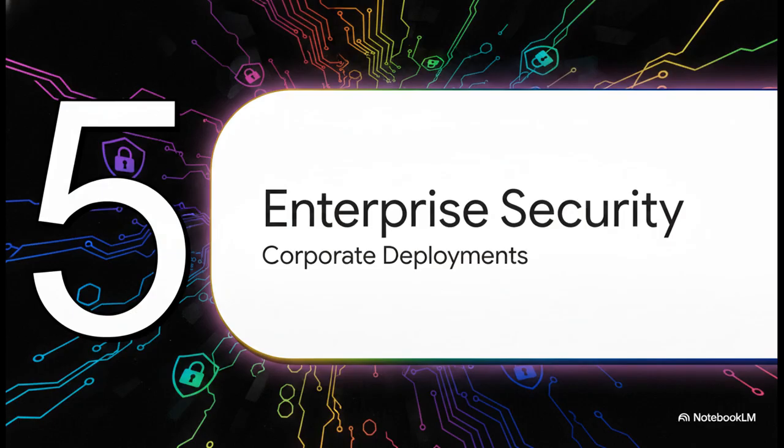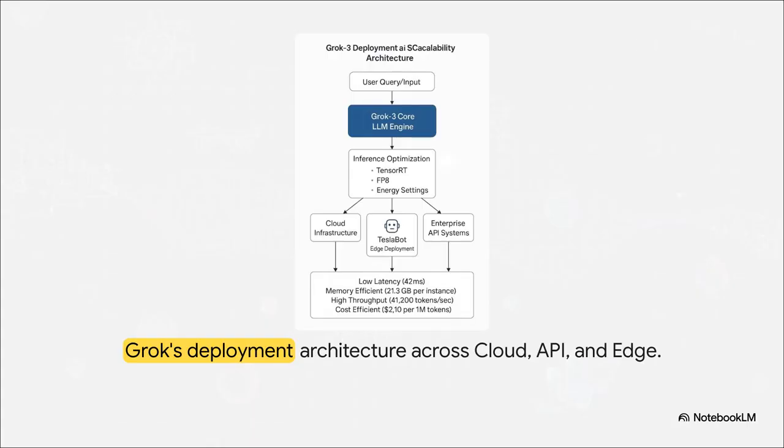Section 5, Enterprise Security. At the enterprise level, the deployment architecture is specifically designed to route highly complex operations while maintaining massive, secure throughput. The Grok core engine sits right at the center, pushing inference optimizations outward to cloud infrastructure, localized edge devices like Tesla bots, and dedicated enterprise API systems. It's a highly modular design. Whether you're doing low-latency robotics inference on a factory floor or heavy document analysis in a corporate data center, the whole shebang scales securely to meet those demands.